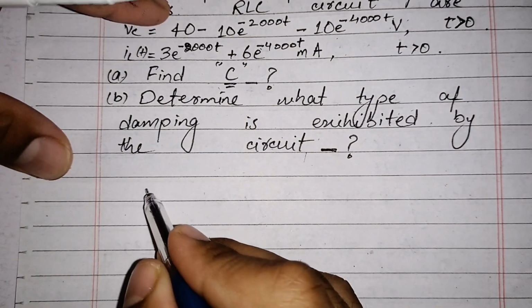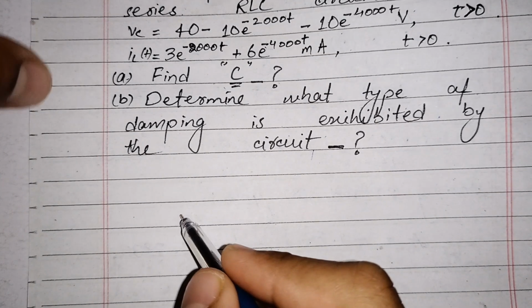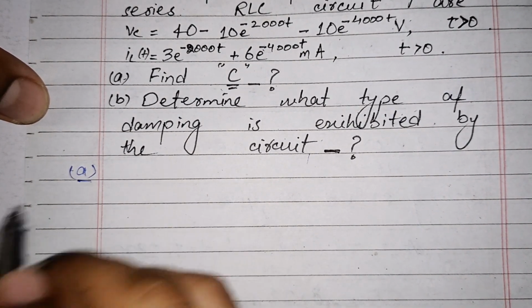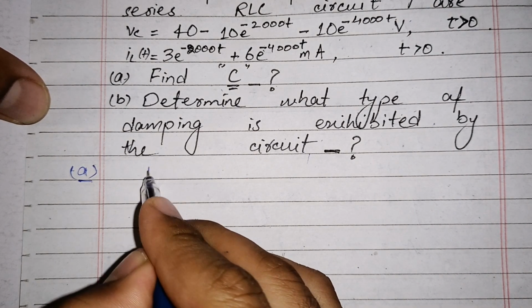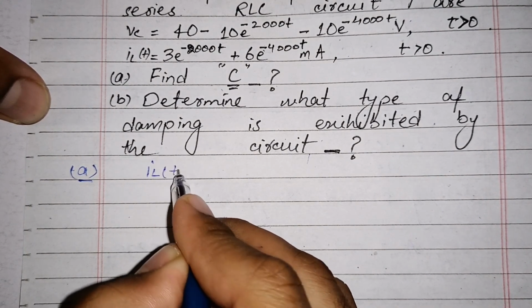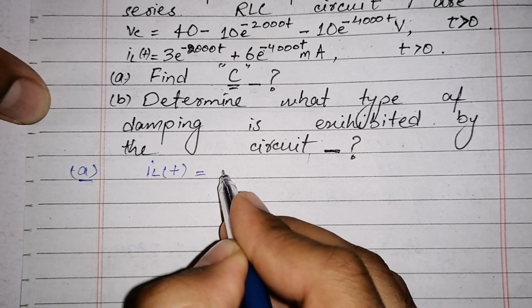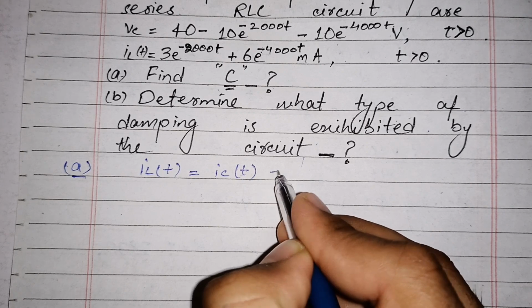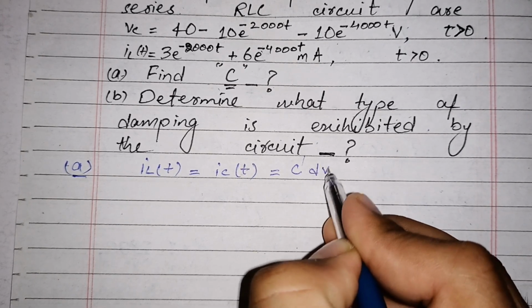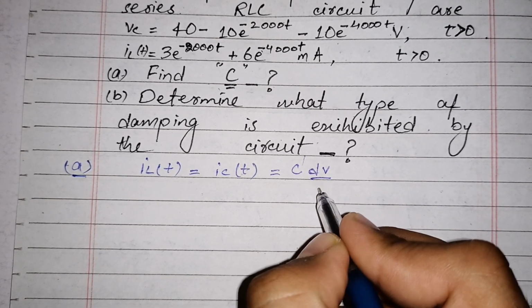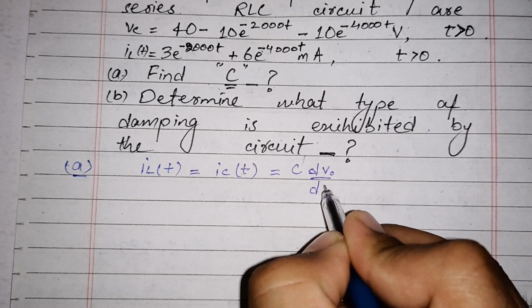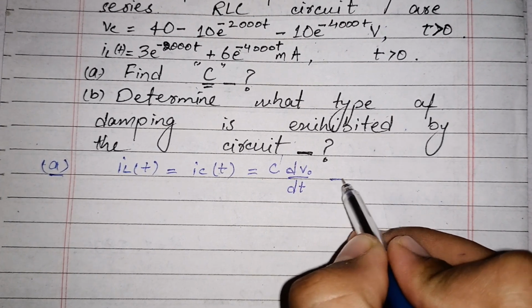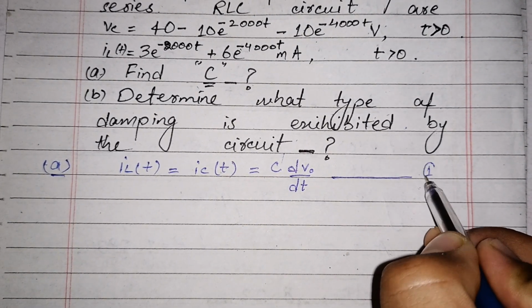We are going to solve this problem. First of all, A. IL(t) is equal to IC(t) is equal to C dVc by dt. We consider this as equation 1.